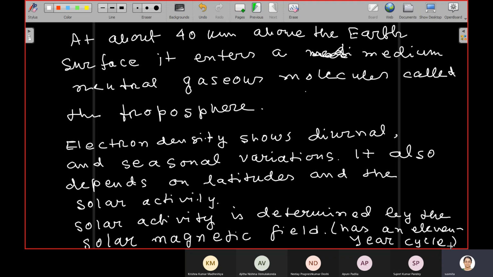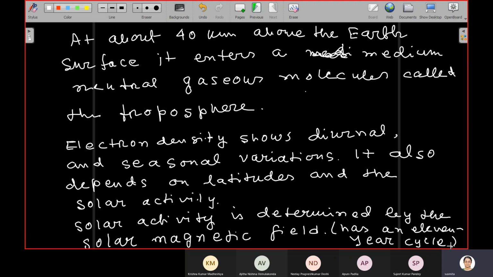So the electron density shows variability with the day and night. It changes about 10 to 100 times between day and night. It also has seasonal variations, varies with latitude mainly, and the solar activity.